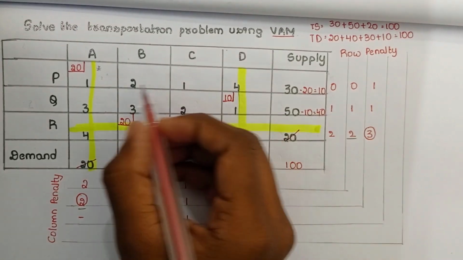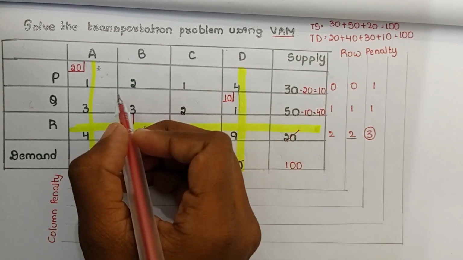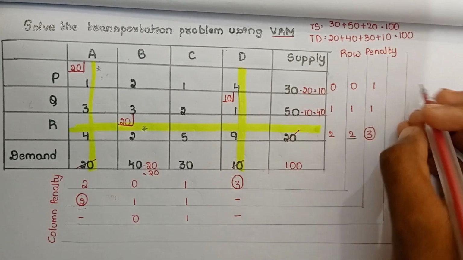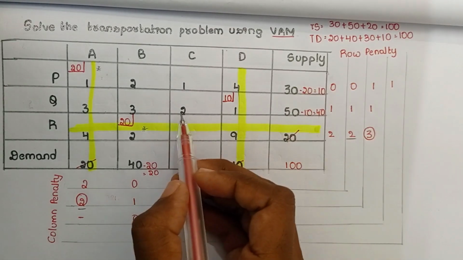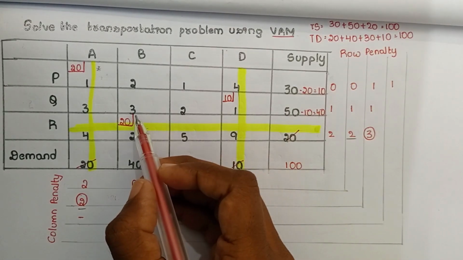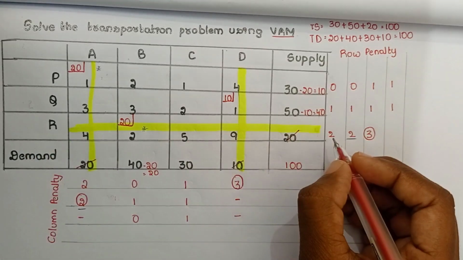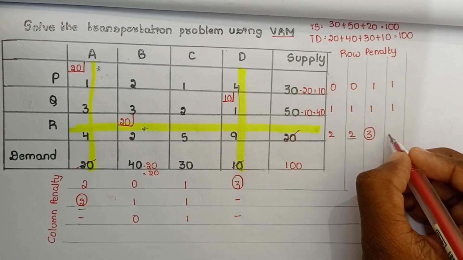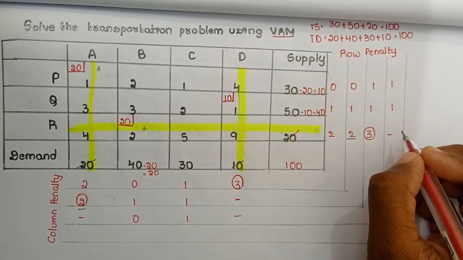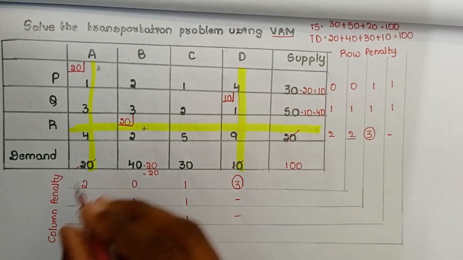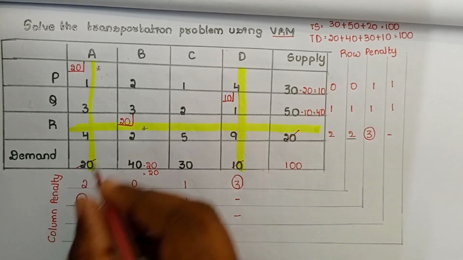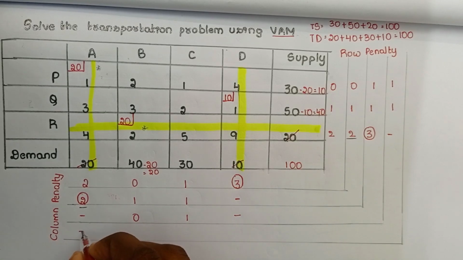So the remaining values are 2 and 1. The least value is 1 and the second least value is 2. So 2 minus 1 is 1. And in this, the first least value is 2 and the second least value is 3. And 3 minus 2 is 1. So we have strike off this row. So we have to write it as nil. So when we consider this column penalty, we have strike off this particular column, so it is nil.